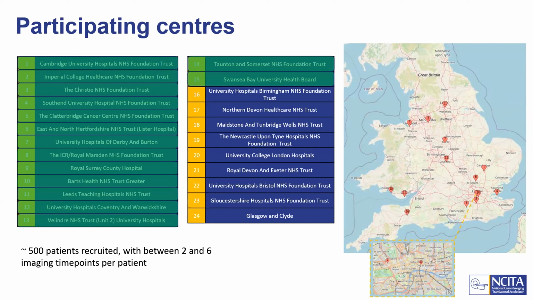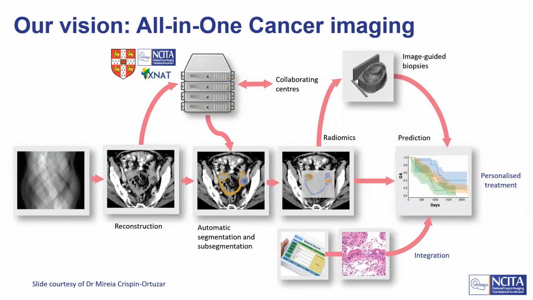And for each patient, we have between 2 and 6 imaging time points. So approximately 1,400 CT images, which over the next while we're going to segment and then use to develop our automated segmentation and radiomic tools. And our project aims to create an all-in-one cancer imaging pipeline, which goes from automated reconstruction at the start through to segmentation, radiomic analysis, and then developing multimodal treatment prediction tools, which can allow us to deliver personalized treatment.